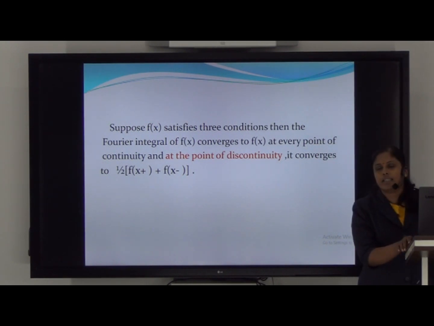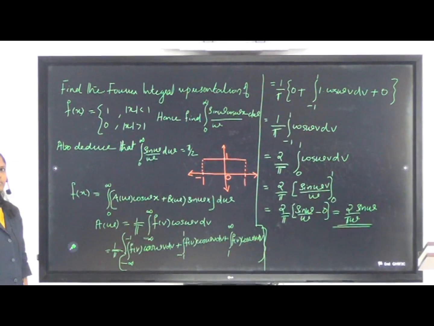If f of x satisfies the three conditions mentioned in the Fourier integral theorem, then the Fourier integral representation of f of x converges to f of x at every point of continuity. If there is a point of discontinuity, then at that point the Fourier integral converges to 1 by 2 times f of x plus plus f of x minus, which is the average of right limit and left limit.